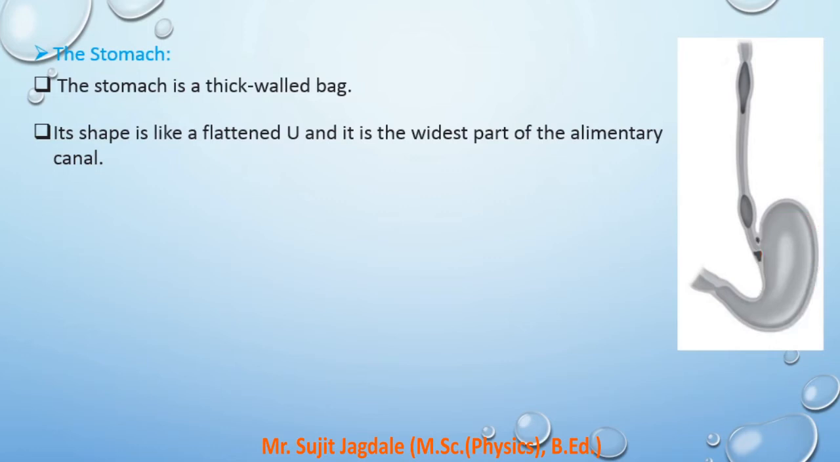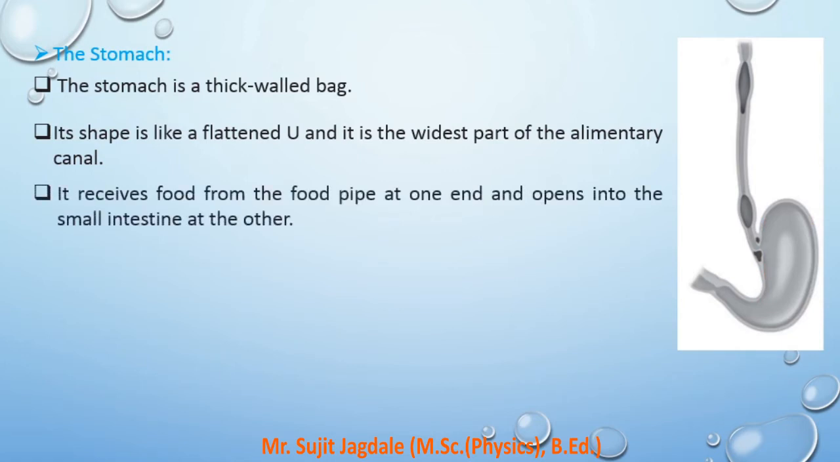Okay, now it receives the food from the food pipe at one end and opens into the small intestine at the other end, because it takes the food from one end from the food pipe and sends that food to the next end, that means to the small intestine. After the stomach, the intestine is there, so that food is passed into the small intestine at the other end.